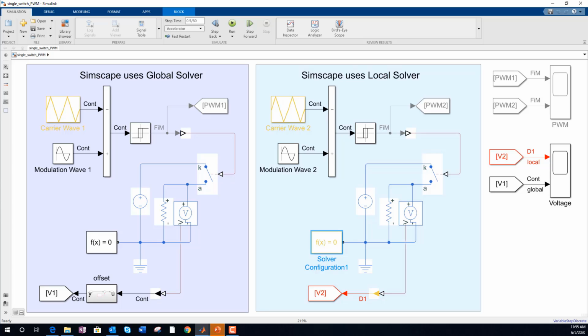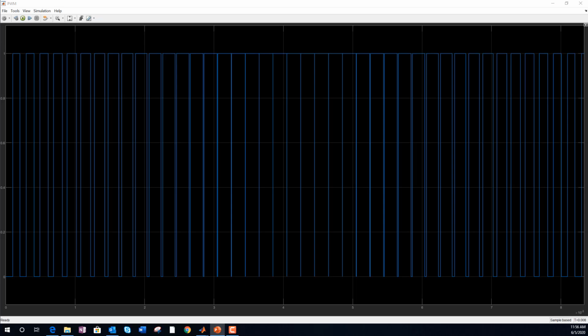So what does all this mean? We'll first look at the PWM signals. You can see that the global solver accurately captures the pulse width as it's configured to detect zero crossings, meaning it can detect very small pulse widths.